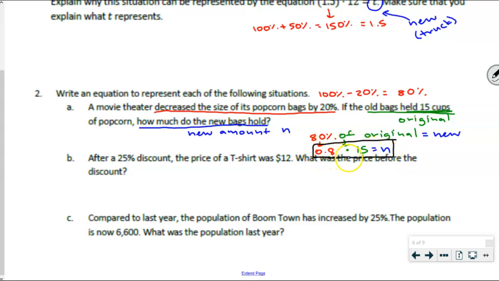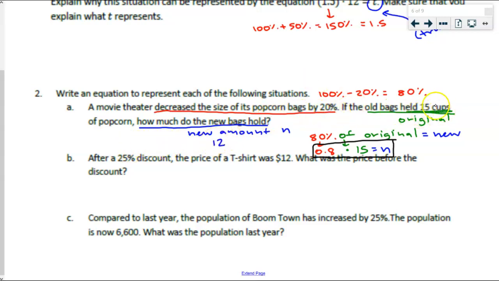We just type it into our calculator. Oh yeah. All right. Let's type that into our calculator. 0.8 times 15 is equal to the new bag size. The new bag size is 12 units of measure cups. So 12 cups.